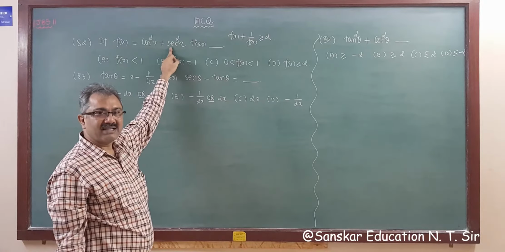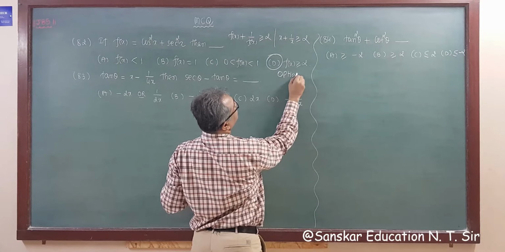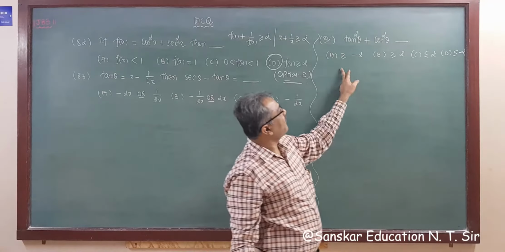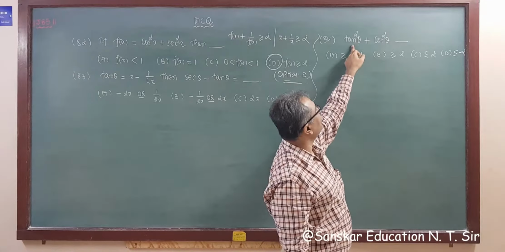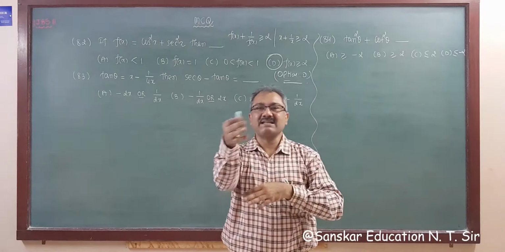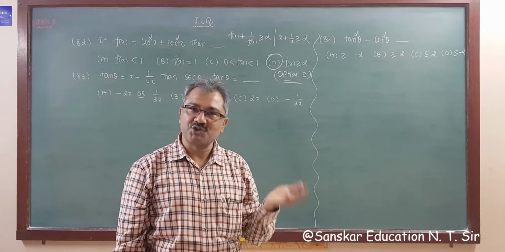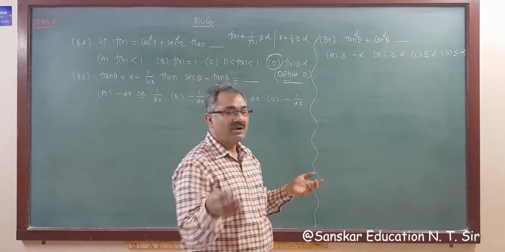So which is your proper answer? f(x) is greater than or equal to 2. So option D is your correct answer. Similarly, question number 84. f(x) is greater than or equal to 2 because this is f(x), this is f dash x. Similarly, sin square x plus cosec square x is greater than or equal to 2. Cos square x plus sec square x is greater than or equal to 2. That you have to remember.